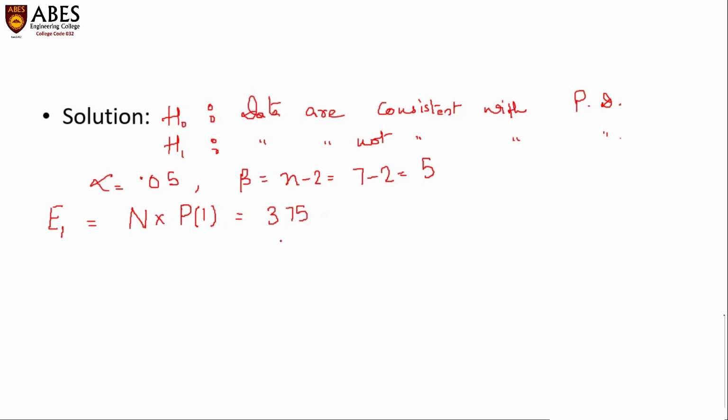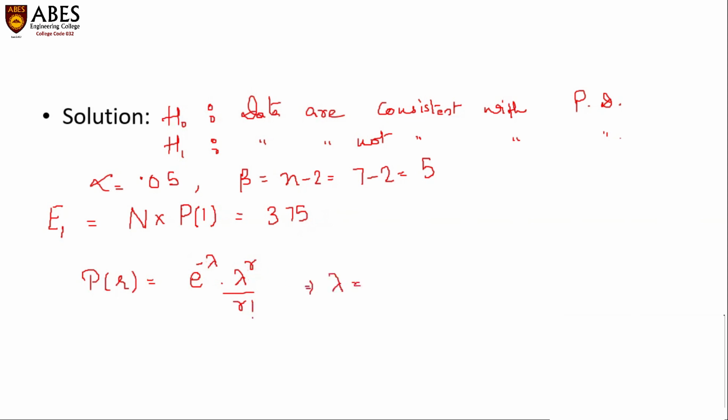Now, how are we going to find P1? Look carefully. P1 will be obtained by Poisson distribution. The formula for Poisson distribution is P(r) equals e raised to the power minus lambda into lambda raised to the power r upon factorial r, right? So when r equals 1, we can put r equals 1. The only problem is in finding lambda.